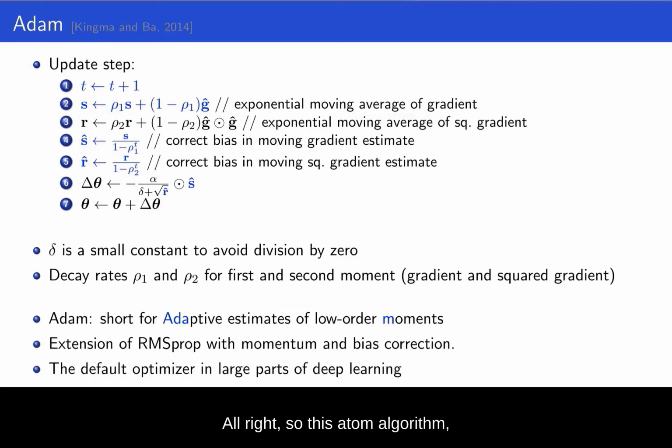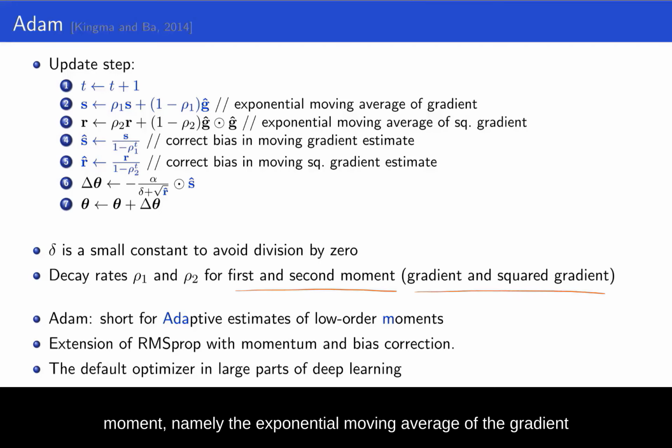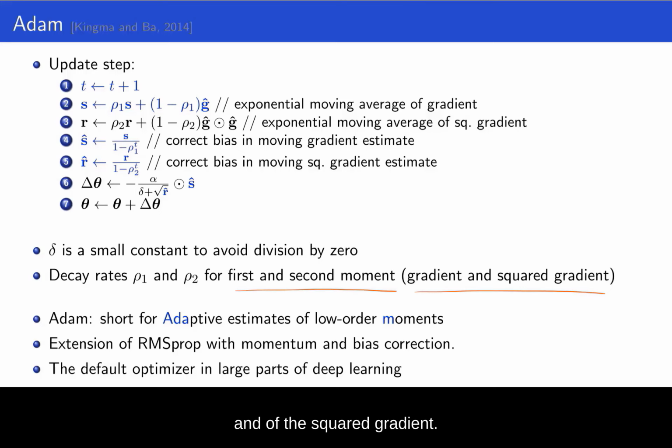All right, so this Adam algorithm, just to tell you where the name comes from, it's short for an adaptive estimate of the low order moments. So the low order moments here are the first and second moment, namely the exponential moving average of the gradient and of the squared gradient. And well, Adam does adaptively estimate these characteristics of our gradients and uses them in order to come up with an adaptive learning rate.